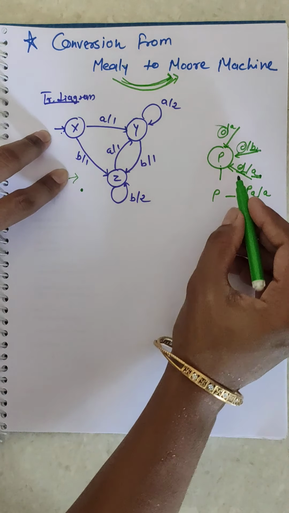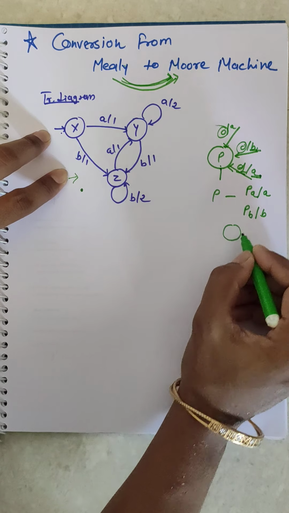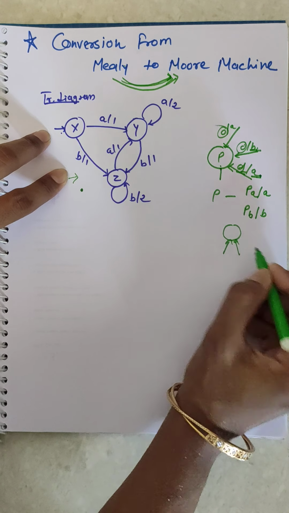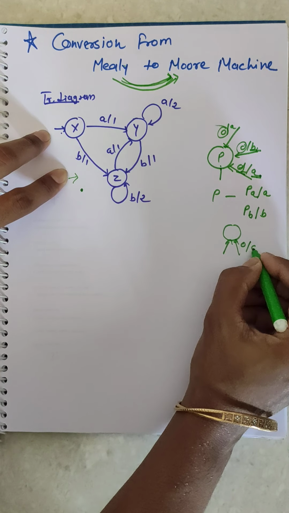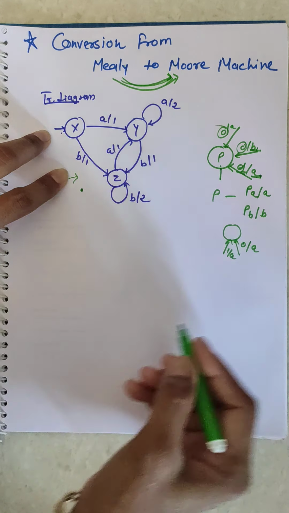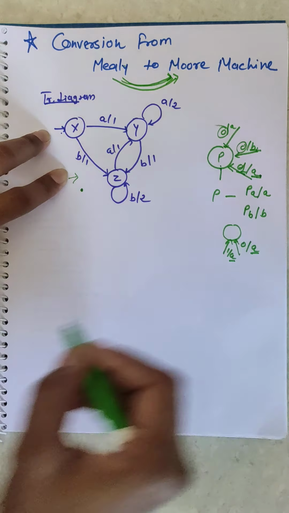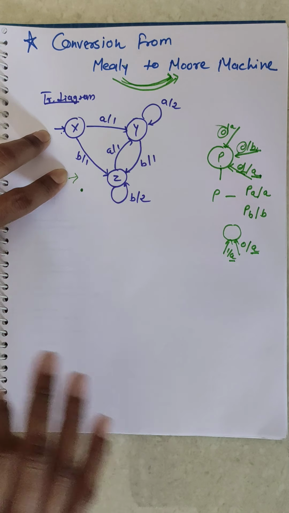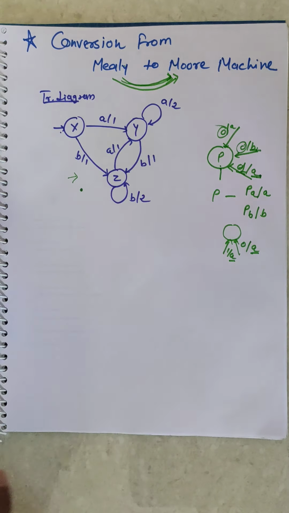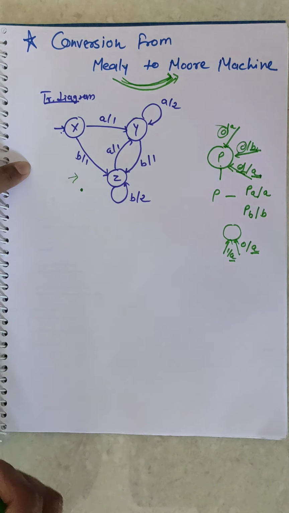Okay. And suppose we find any state with incoming edges that have the same output. Here we see that there are two incoming edges and the output is the same. So there is no division required. Now we start with our example.